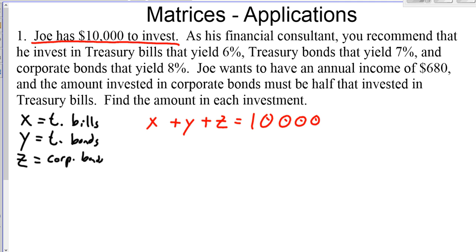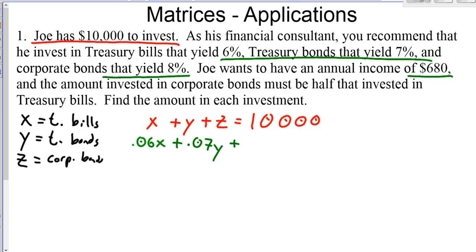The second piece of information is how much money he's going to get from each bond and how much he needs to make. So for treasury bills, that was our x, he's going to make 6%, plus what he's going to make in treasury bonds, that's 7%, and what he's going to make in corporate bonds, that's 8%. We know that that needs to add up to what he makes annually, which is $680.